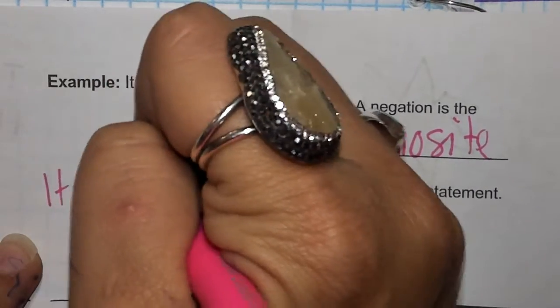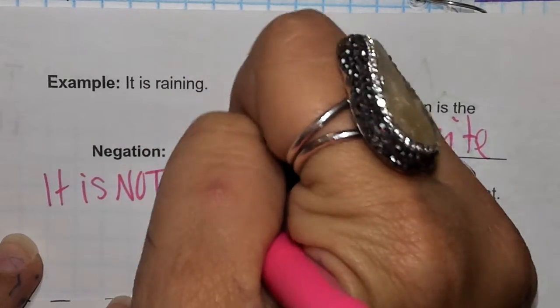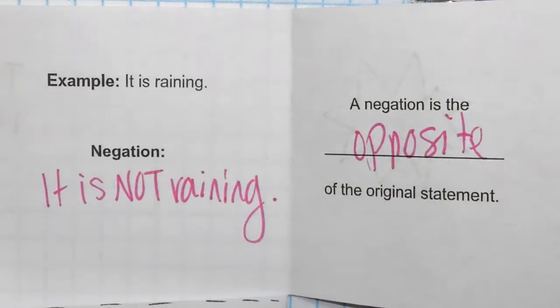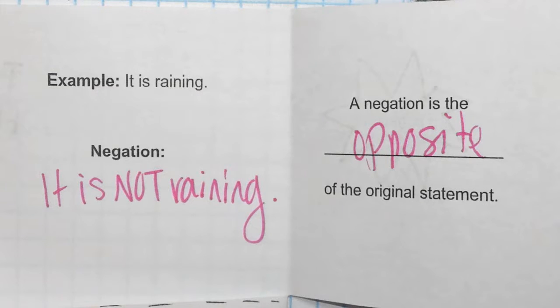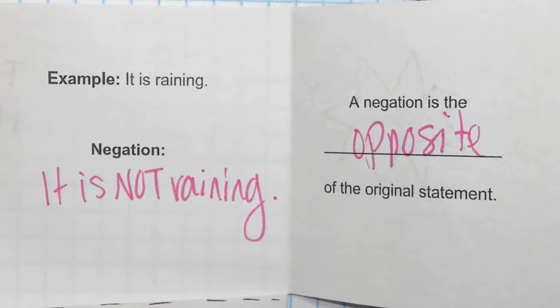It is not raining. Is that a true or false statement right now? Wow. We can't see through that window. It's closed. Oh, never mind. It's sunny outside, though. It's not raining, so that's true.